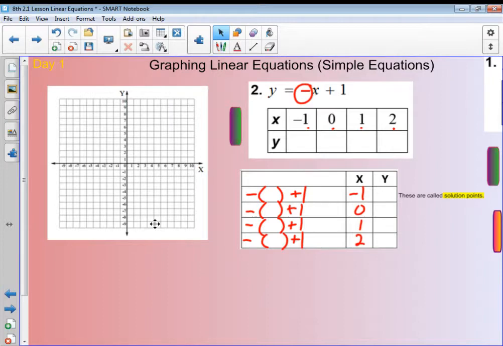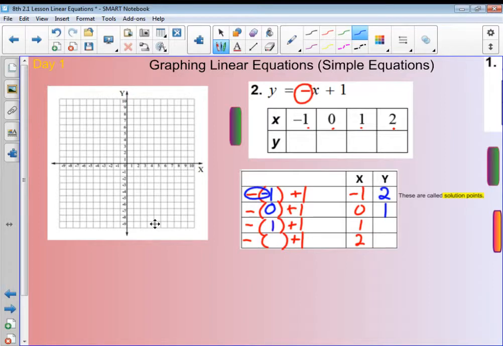So now I'm going to substitute in negative 1 in here. Two negatives make a positive, so positive 1 plus 1 would give me 2. Now I'll put a 0. A negative 0 is the same as 0. 0 plus 1 is 1. Put a 1 in here. Negative 1 plus 1 is 0. And then a 2. Negative 2 plus 1 is going to give me a negative 1.